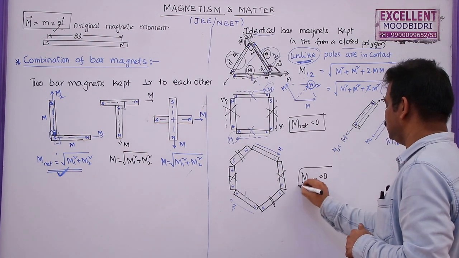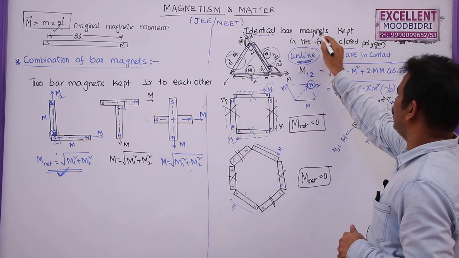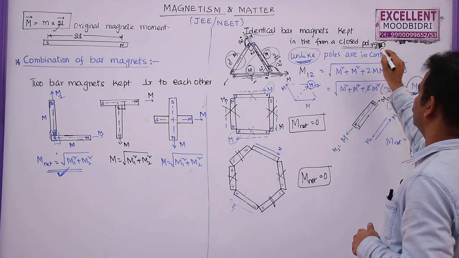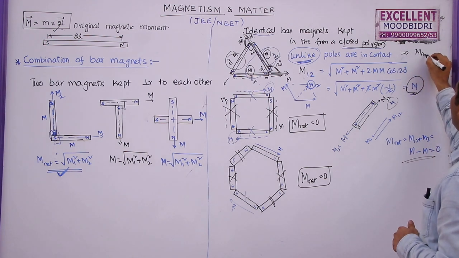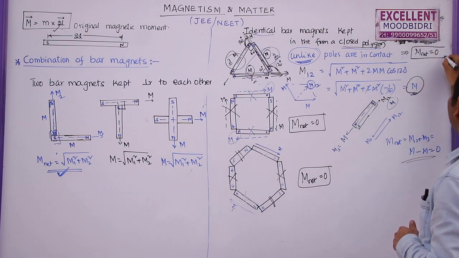So the conclusion is, whenever identical bar magnets are kept in the form of a closed polygon with unlike poles in contact, the net magnetic moment of that arrangement is always equal to 0.